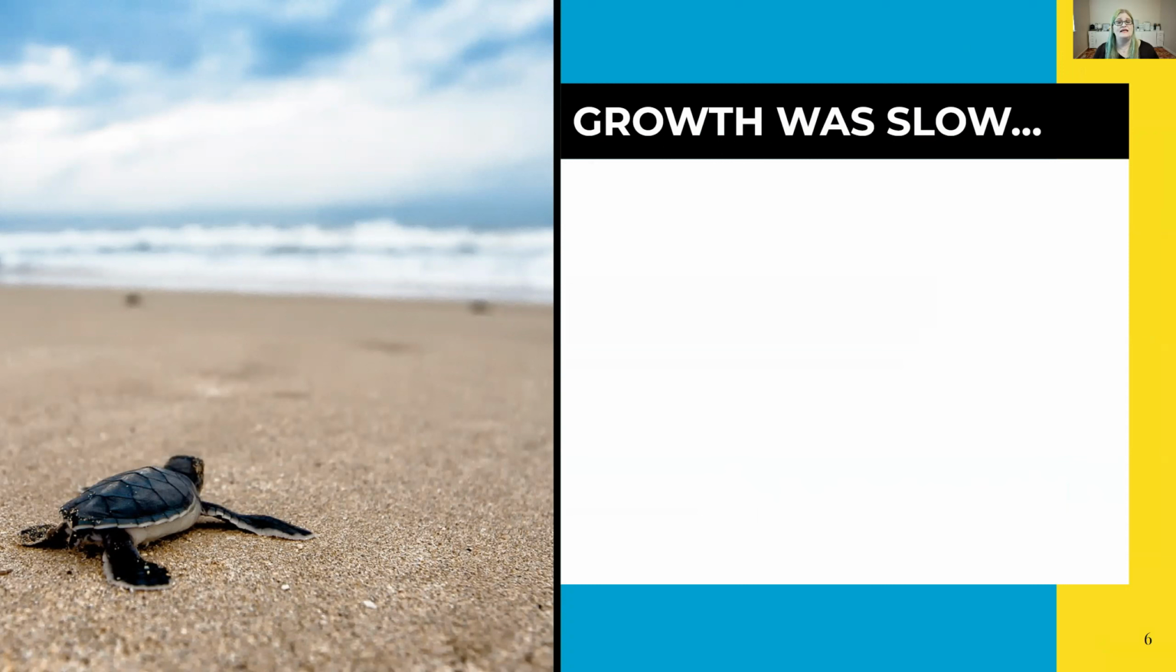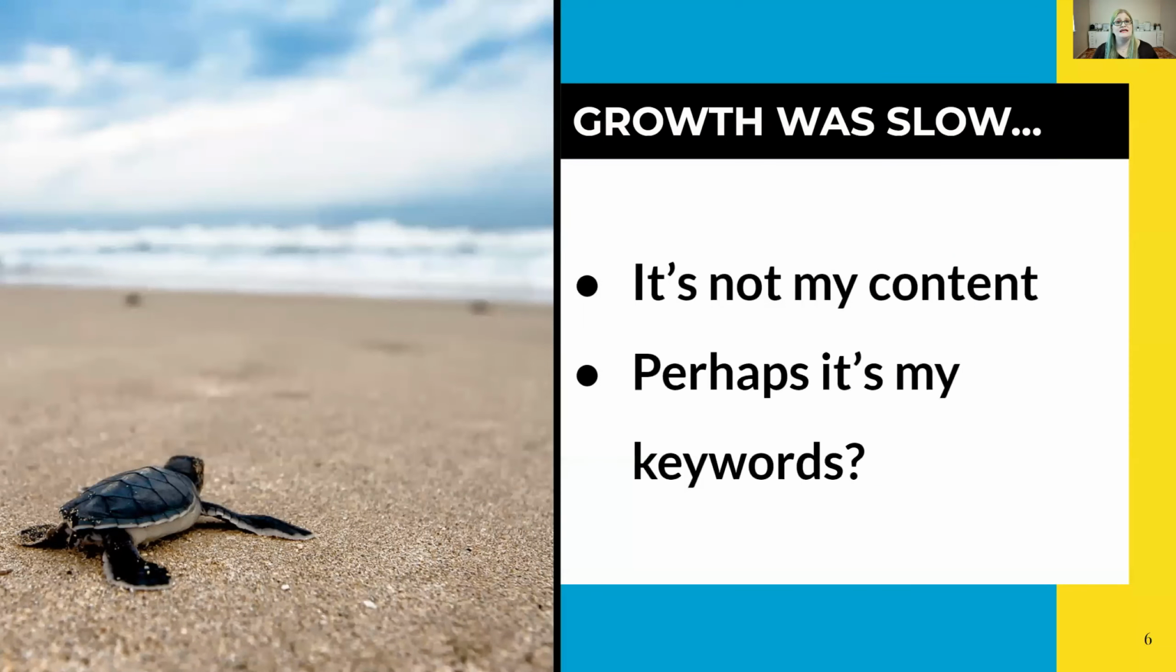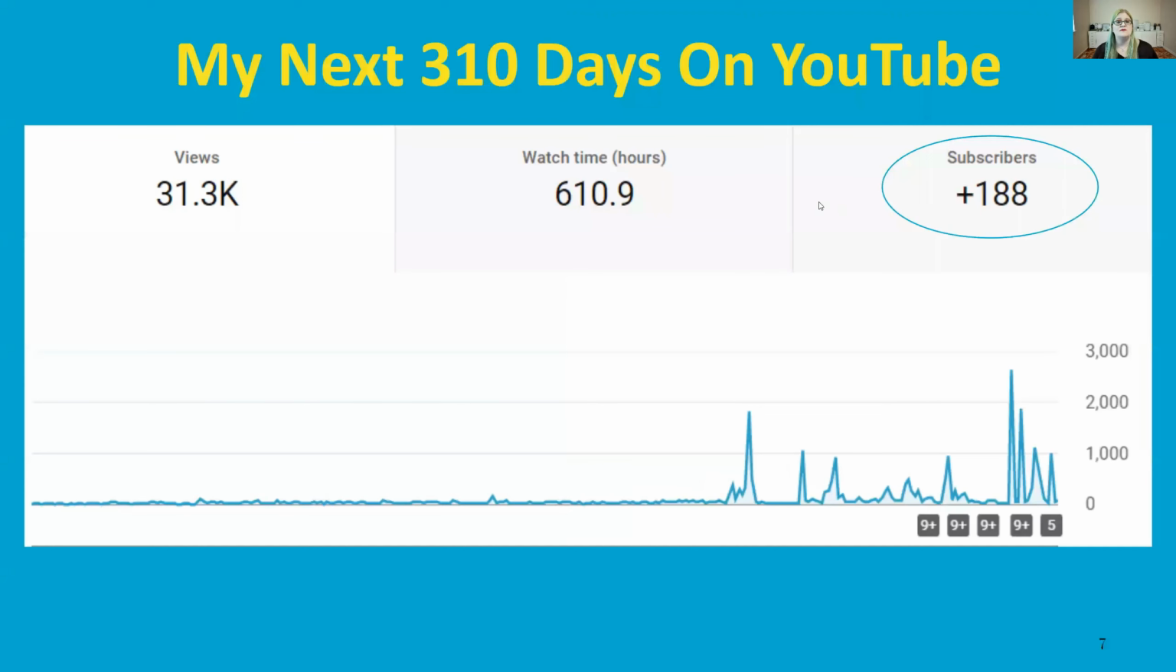So I sat down and I tried to figure out what was wrong. Now, my current audience told me they loved the content I was putting out, so I decided it probably wasn't my content. But being a person who loves numbers, I knew that there was one thing that I hadn't invested enough time in, and that was research. I wondered if there was a quick way to find the right keywords to get your videos to rank. After all, I didn't have hours every day to invest in creating YouTube content. So my next 310 days on YouTube resulted in 188 subscribers. In less than a year, I had gotten more than double the subscribers I got in over 4 years before.